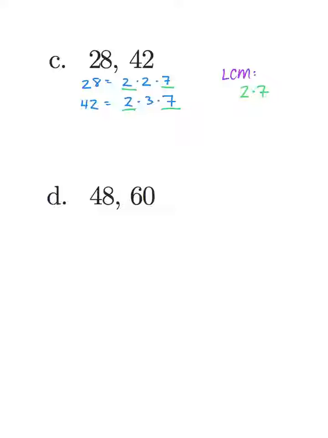From there, I want to put anything that I haven't considered yet. So for instance, the 2 from 28 still needs to be in the LCM, and the 3 from 42 also needs to be in the LCM. From there, we can go ahead and multiply our results together. 2 times 7 is 14, times 2 is 28, times 3 is equal to 84.